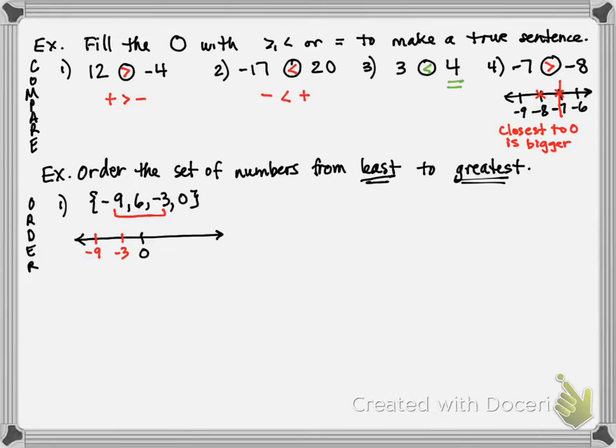Then I'm going to look at my positives. And I have 0 and 6. Well, I got 0 already in, so that means we're going to put 6 over here. And then once I do that, I've got my answer. So here's my solution. The solution is negative 9, negative 3, 0, 6. So a number line is super helpful when we're trying to order values that are different types of numbers.